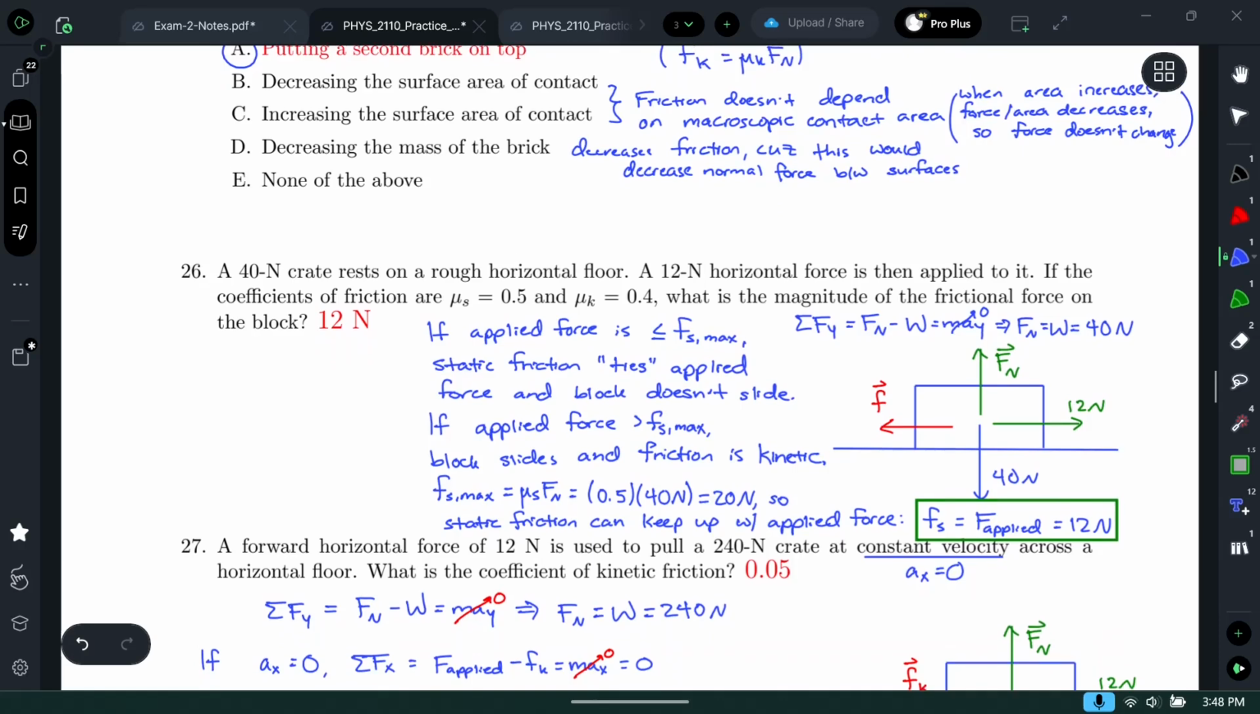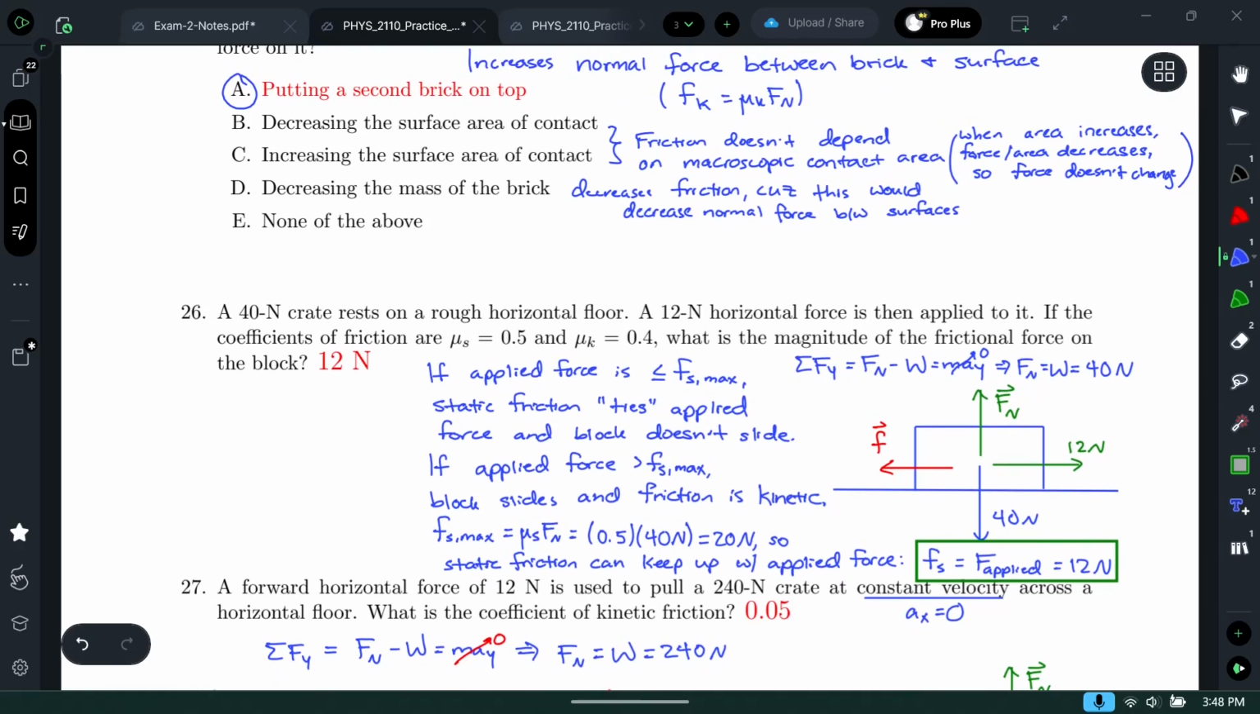So what we're checking here to see if the block actually moves is, what's the best case scenario for maximum static friction? Meaning, what's the hardest we could pull before this thing ever slides? And for that, we can use this formula. It turns out it's 20 newtons in this case. As long as we don't pull harder than that, the block will not slide. All it will do is keep up with however hard we're pulling. We pull with a 12 Newton force. That's less than 20, and so friction just keeps up with it. We just have an opposite pull from friction of 12 newtons to keep the block at rest.